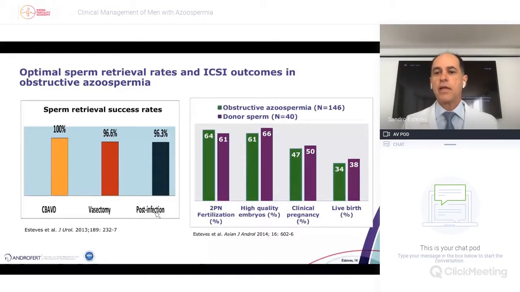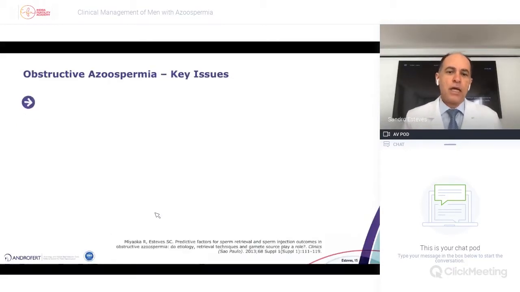We compared the ICSI outcomes among patients using donor sperm with those with obstructive azoospermia, and as you can see, results are very similar. So the message here is that in obstructive azoospermia, it's easy to harvest sperm from the epididymis or the testicles. And when we do ICSI, results are as good as if you had used sperm from donors. So the prognosis is very good.